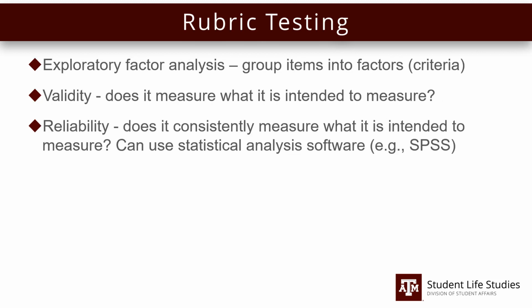You can also use statistical software programs like SPSS for testing your rubric. For instance, you can perform analysis such as exploratory factor analysis to group your items into factors and find the right reliability, whether results are consistent for the criterion being measured. This type of analysis can inform you about whether or not the rubric consistently measures what it is intended to measure.